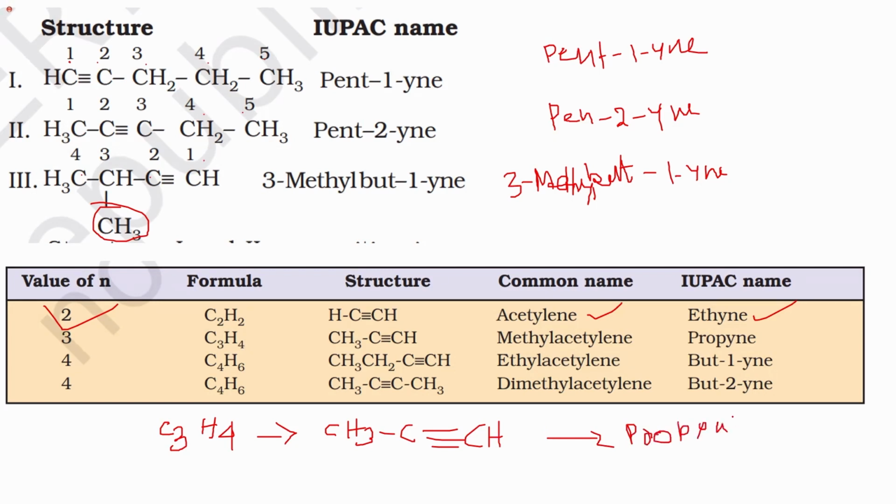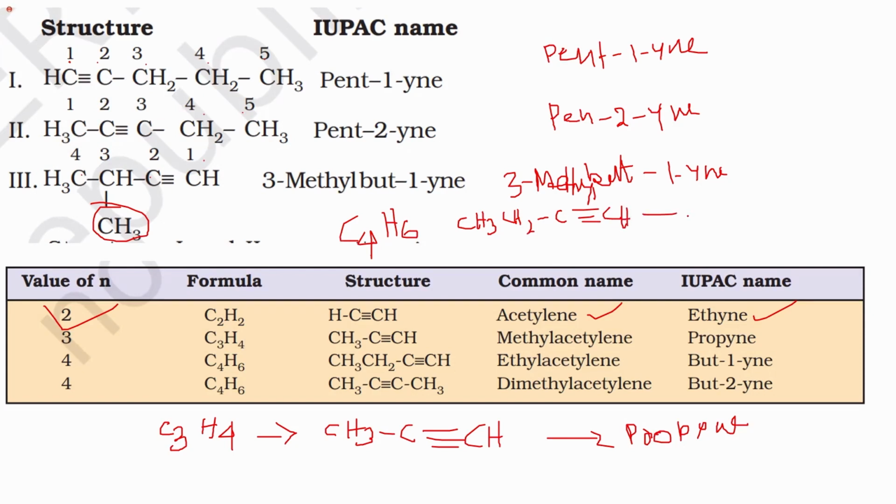Propyne. Okay. Now the 4 carbon. If you have a C4, C4 means R and H6, which means C4H6. So now if you write the structure, CH3, now this is CH2, then C triple bond CH. Now you have this structure.